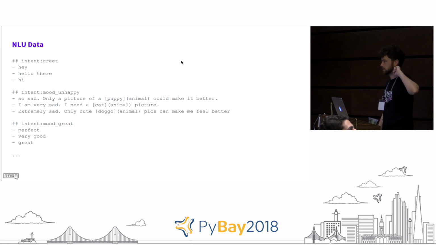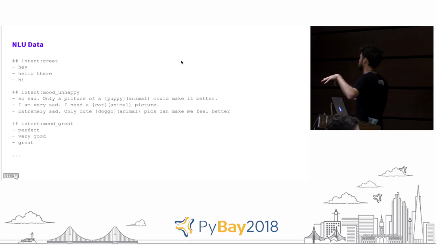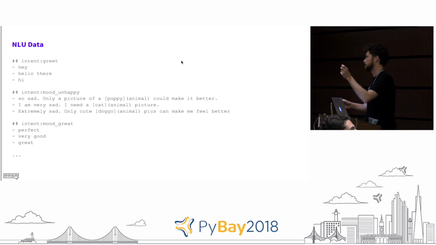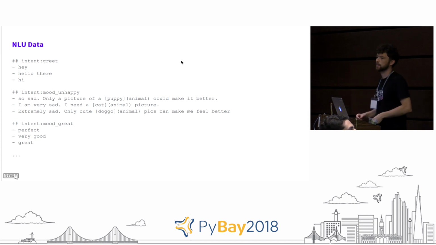So you put square brackets around the word puppy, and then round brackets with animal. So we're telling Rasa NLU to extract puppy as the entity, and the name of that entity is animal. The same way that Mexican might be the name of the cuisine, or North might be the name of the location. So that's how you do entities in there. Like I said, you have to define the universe of intents that you're supporting, right?